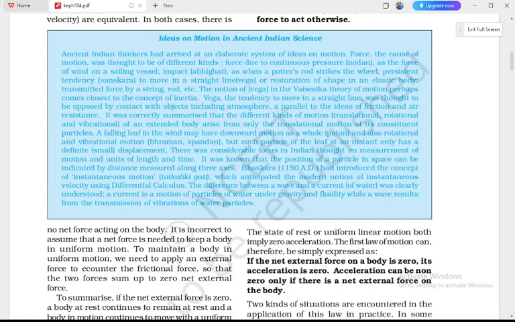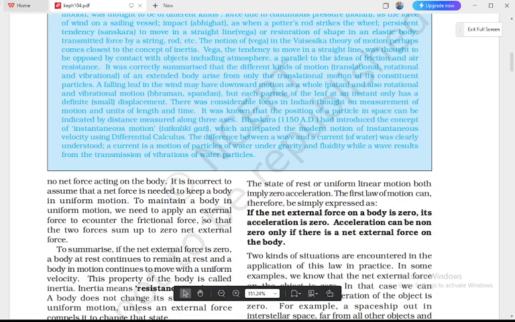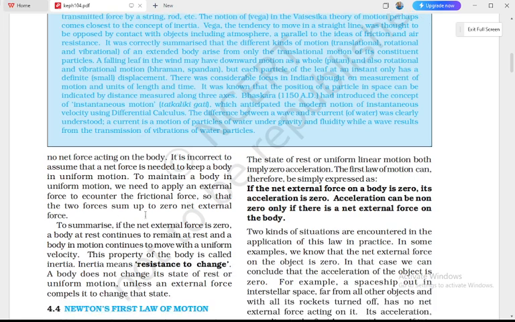In both cases, there is no net force acting on the body. It is incorrect to assume that a net force is needed to keep a body in uniform motion. To maintain a body in uniform motion, we need to apply an external force to counter the frictional force so that the two forces sum up to zero net external force.